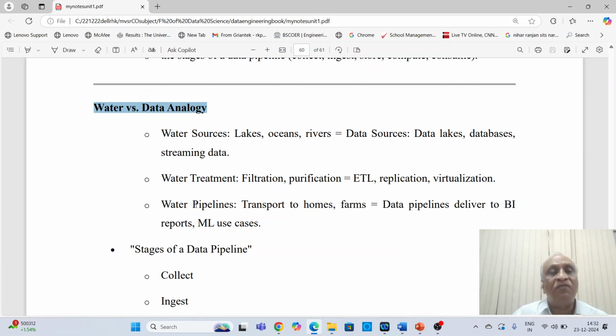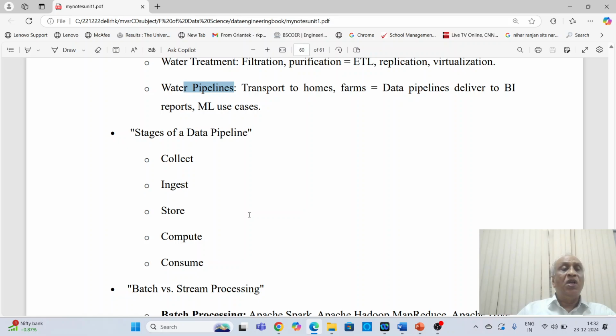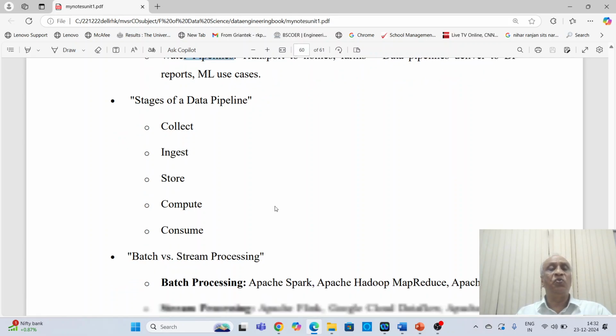So why do we use water pipelines? To forward the water to homes, to agriculture, to factories, etc. Similarly, data pipelines are used to transport the data to BI experts or ML users and so on. As mentioned, the stages of a data pipeline can be collect, ingest, store, compute, and consume.